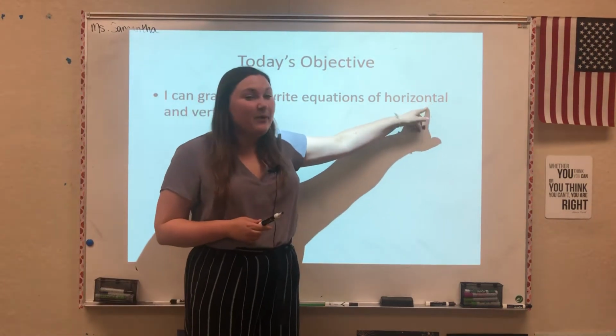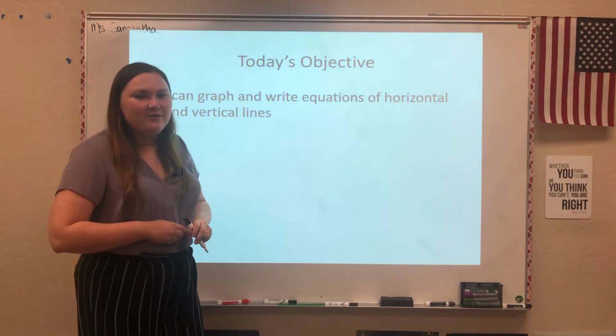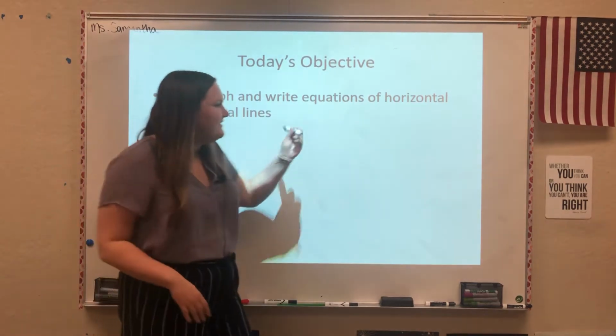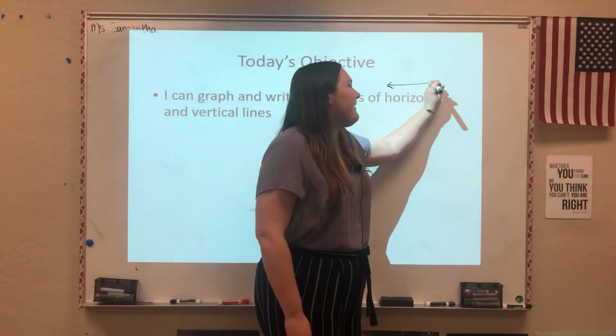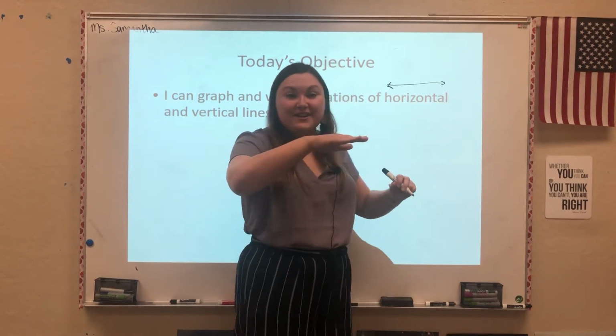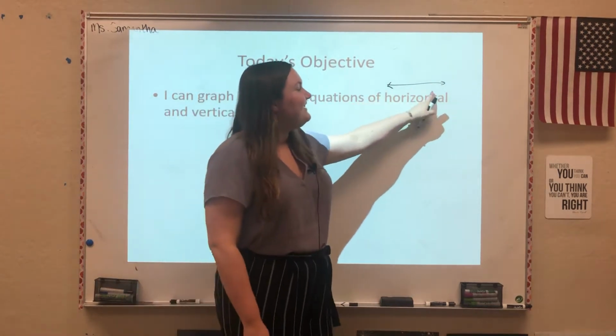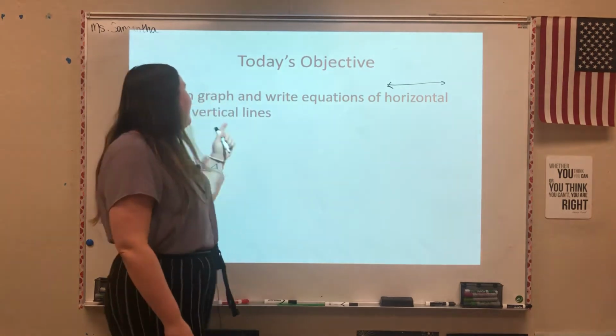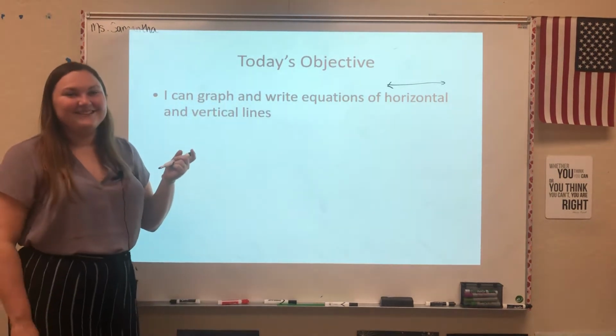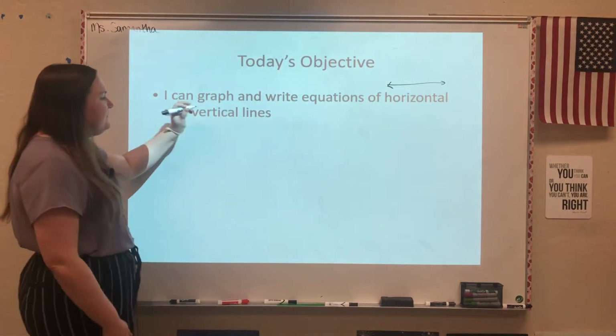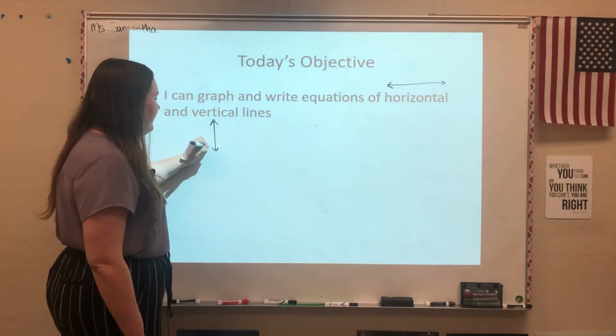Horizontal, do you remember what a horizontal line is? Horizontal lines are those flat lines. I've heard the trick, think about the horizon on the sky is a flat line, and so is a horizontal line, which means vertical lines are those lines that go up and down. So this right here is a vertical line.